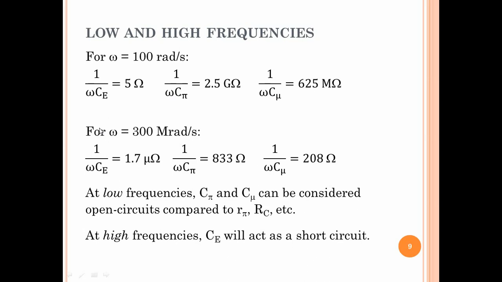Then if we find the impedances at a large frequency, let us say 300 mega radians per second, then omega is large, so the first one is going to become very small, it turns out to be 1.7 micro ohms. This turns out to be 833 ohms, and this is 208 ohms. So if we look at these numbers, what we conclude is that at low frequencies, and low is qualitative here, I am not quantifying it right now, this is just a representative number, C pi and C mu are very large.